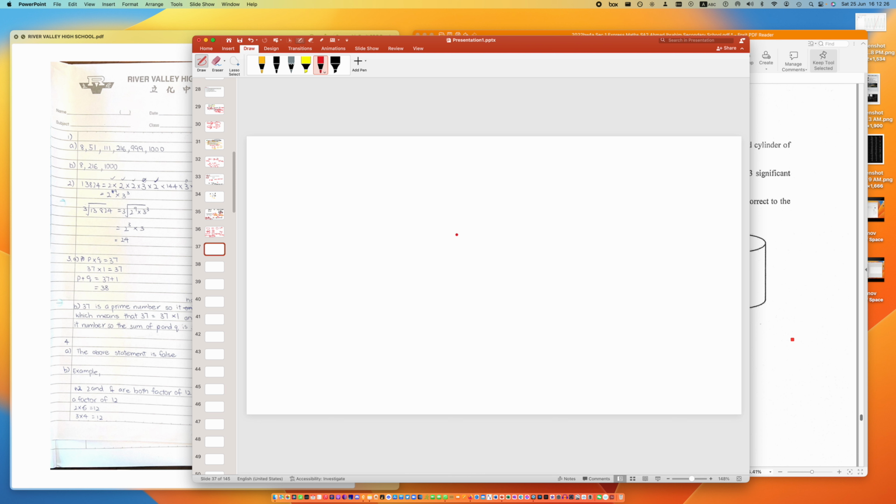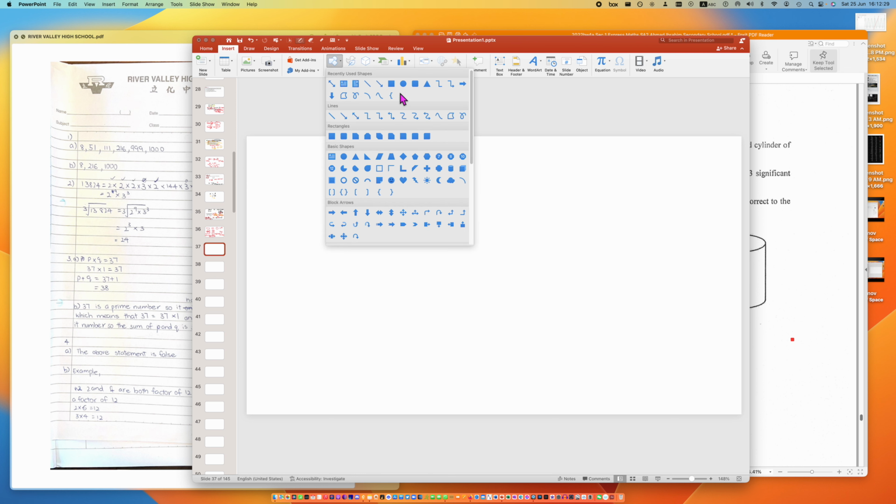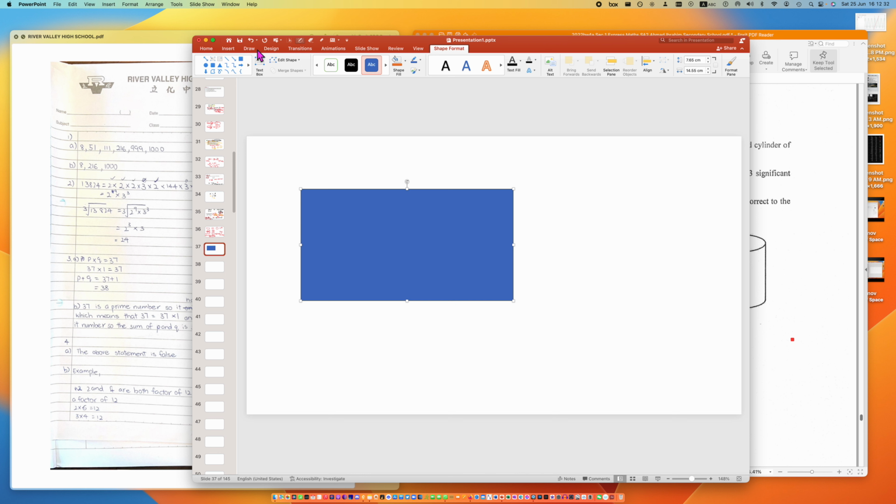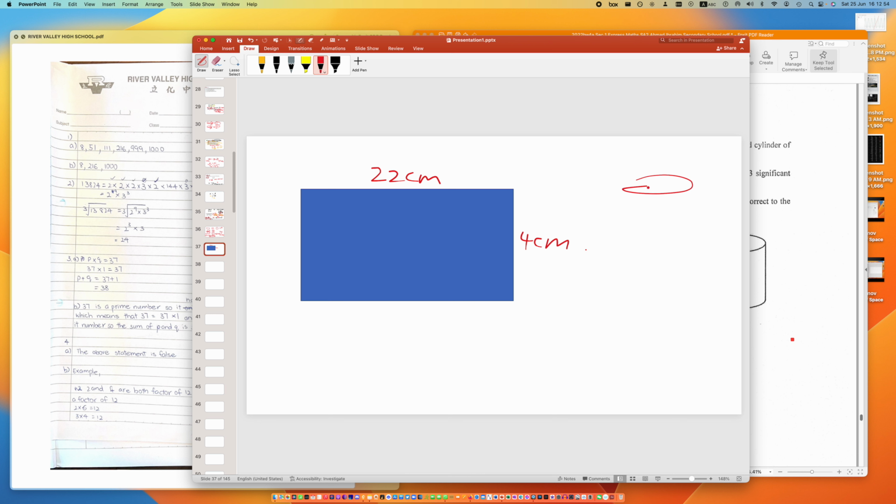Let's say this side is 22 cm and this side is 4 cm. Assume now that you roll it up, and you will get something like this. So what do you see? This is called the height. Is the height 22? Yes, the height is 22.